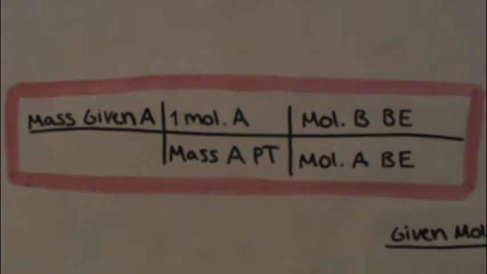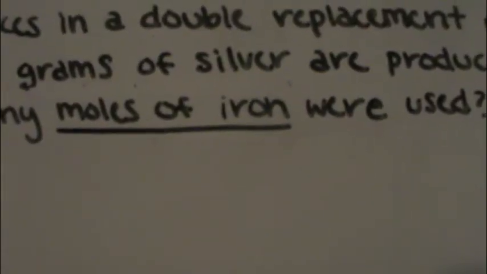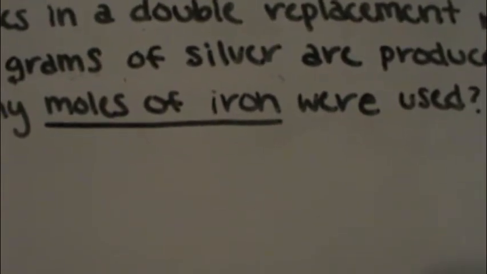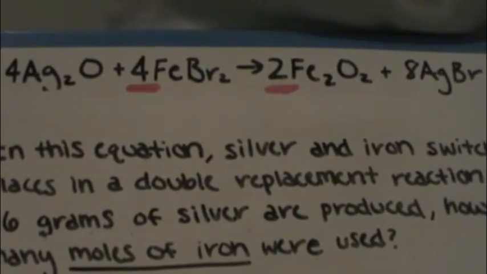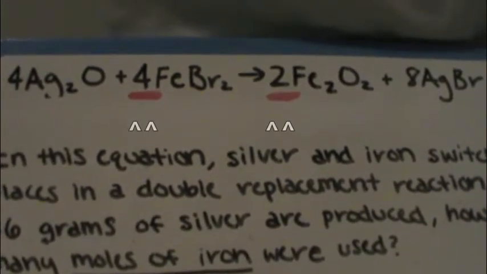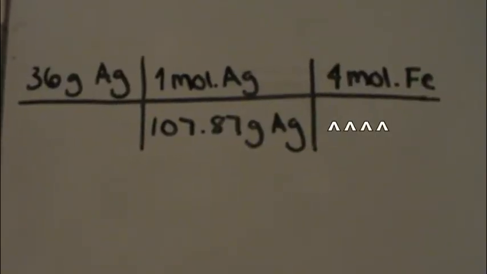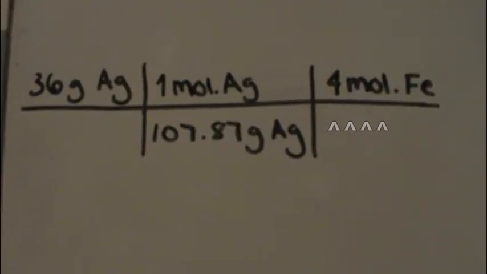So on the top right of our chart, we're going to put mole B in the balanced equation. Mole B is what we're trying to find, and we're trying to find moles of iron. So now we look at our balanced equation. Fe is iron, and in front of Fe we have a 4 and a 2, but you always take the biggest number. So I wrote 4 moles of iron.